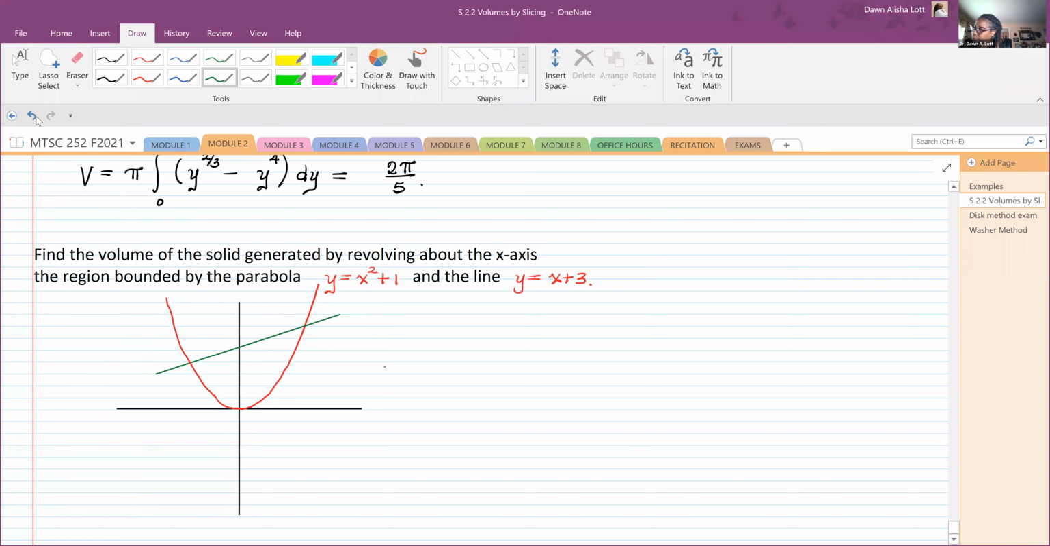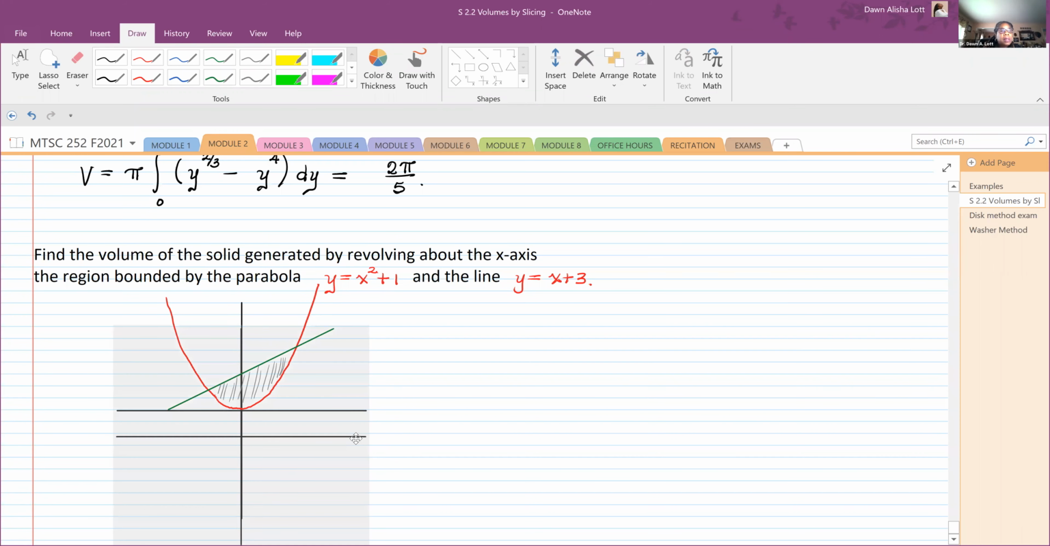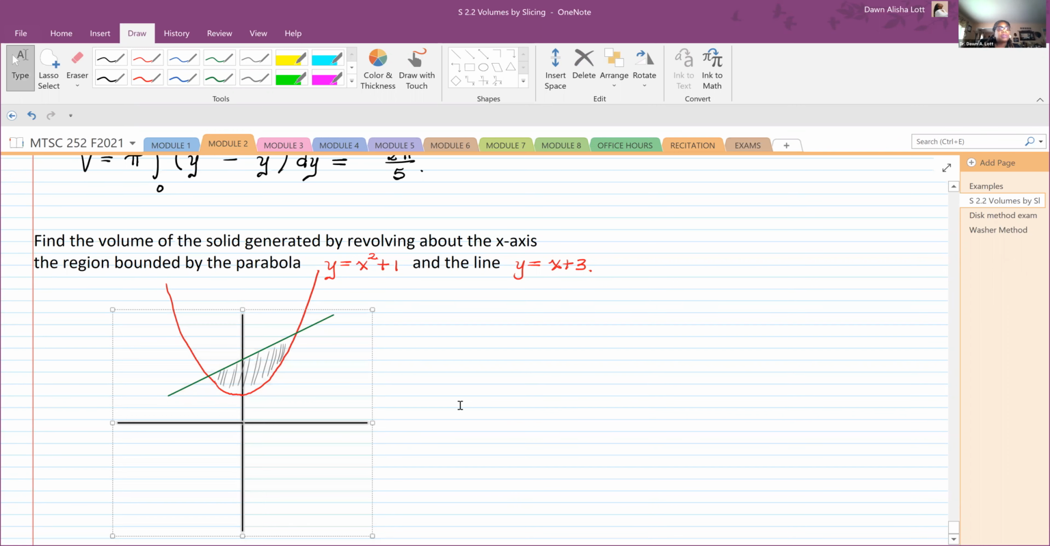I'm going to... I don't want my region to be that big. There we go, that's better. Okay, much better. All right, so there's my region. I'm going to revolve this thing about the x-axis. So draw what that looks like. Oh, and actually, it's x plus 1, so it shouldn't be touching. It should be like that. Now it's right.